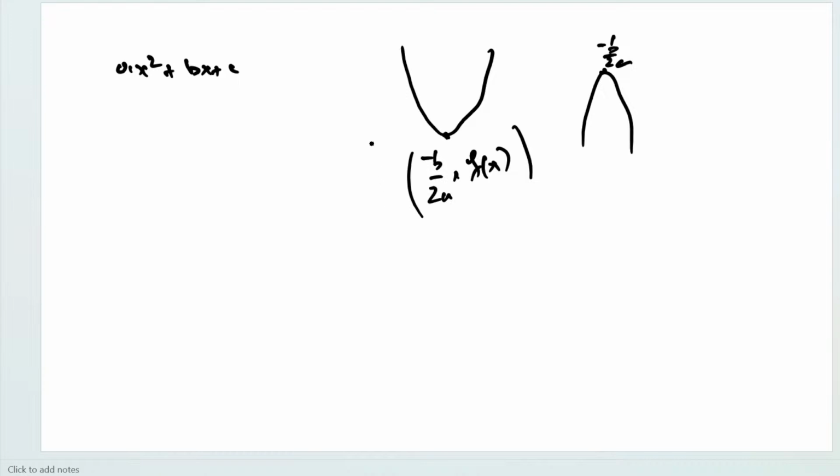Now you should tell me if a, b, c are these numbers, right? A is positive, b is positive, c is positive. How does the graph look like? I'm drawing a few graphs. Can it be like this? A is positive, b is positive, c is positive. Can it be like this?